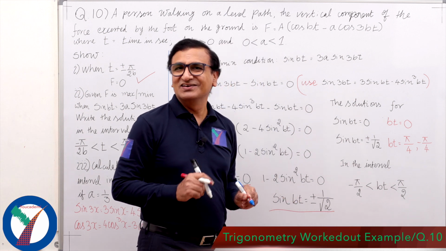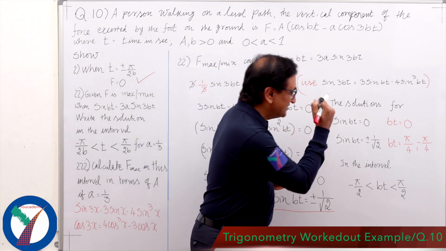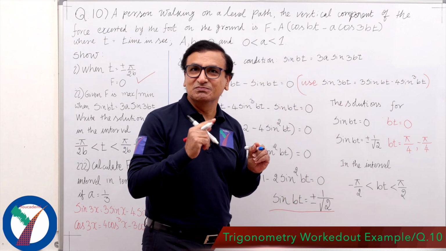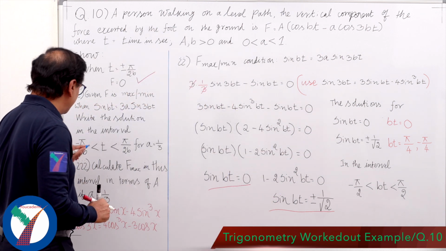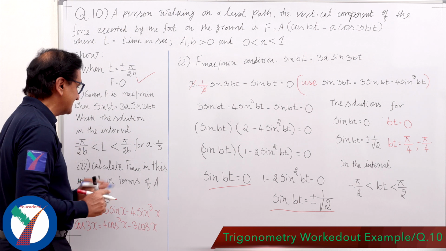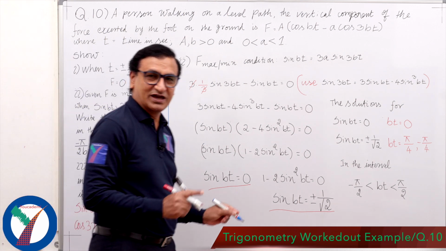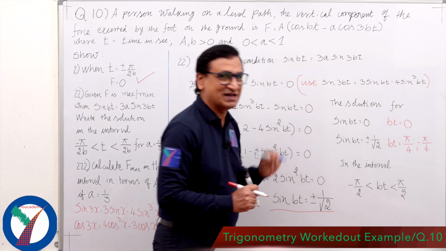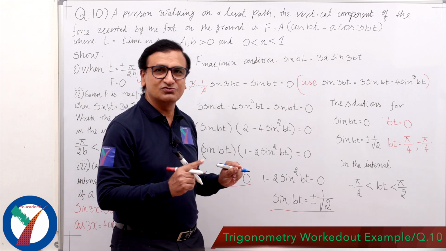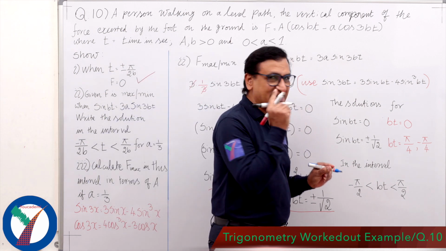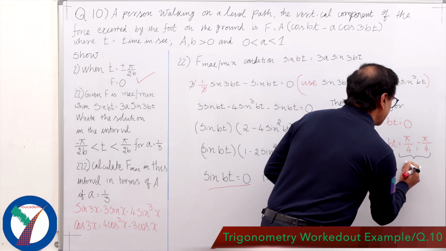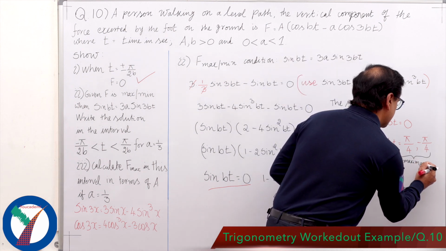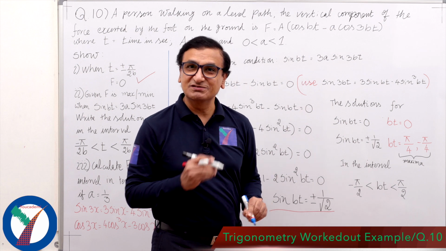Now, are we done? Not exactly. Out of these three, which is minima, which is maxima? How do we know? Because we have to get the value of f max in terms of a. I want to tell you pi by 4 and minus pi by 4 are maxima. So these are the maxima points. And bt equals 0 is the minimum point.